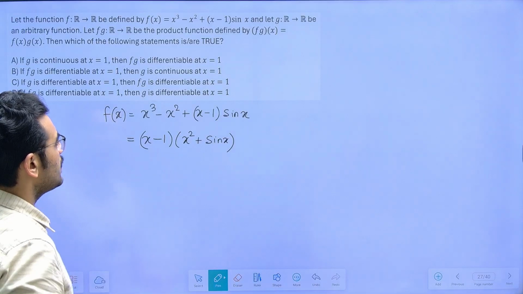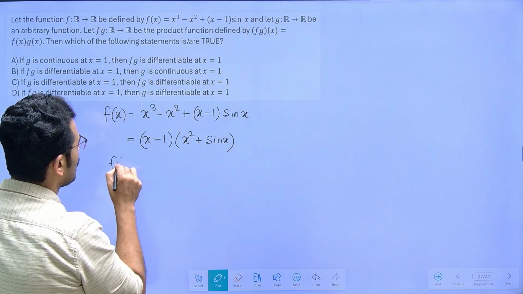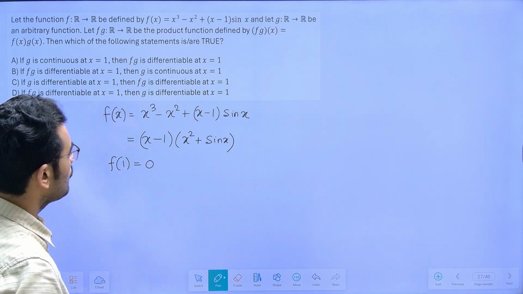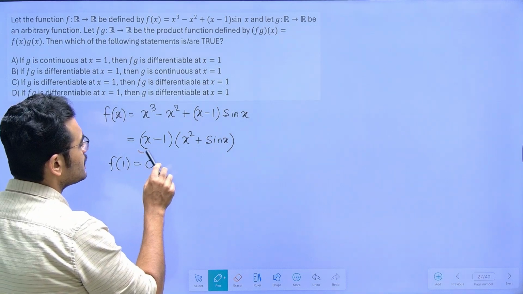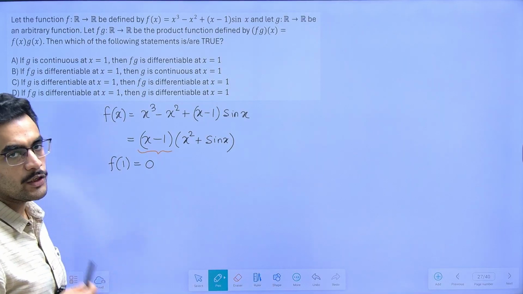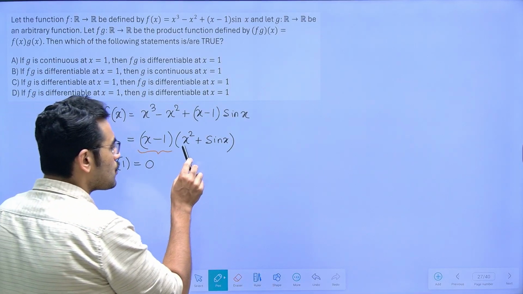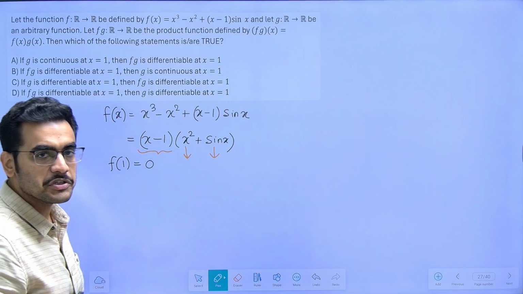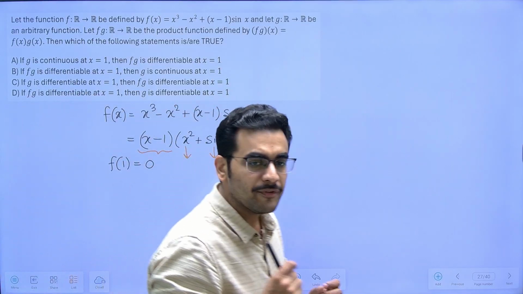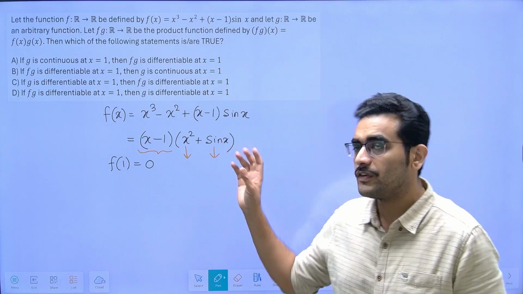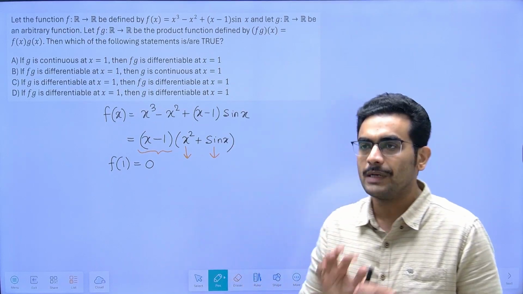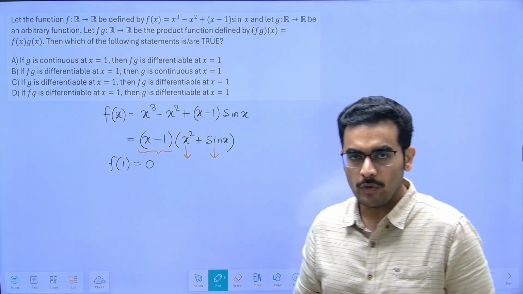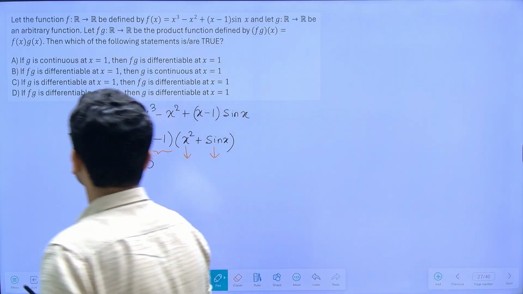Now some initial observations. You can see f of 1 is equal to 0. And you can see that this is a linear function, which is continuous and differentiable. X square is continuous and differentiable, sin x is continuous and differentiable. That means we can safely say that the function f(x) is continuous and differentiable at every value of x, and f(1) is equal to 0. So these are the initial observations.